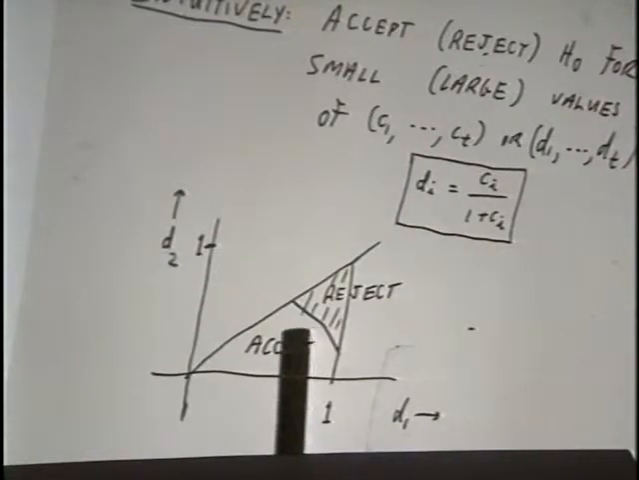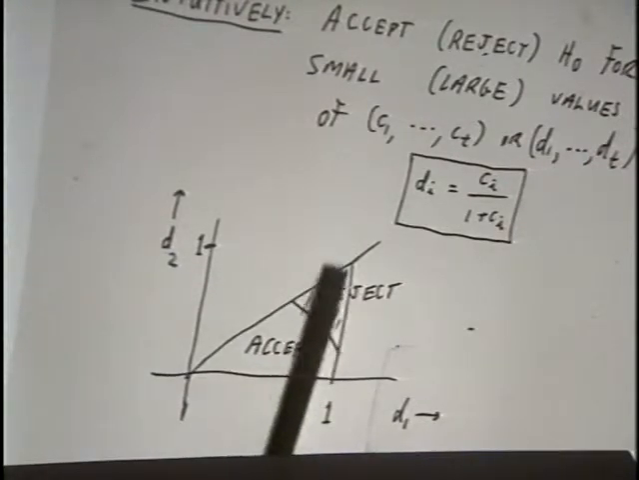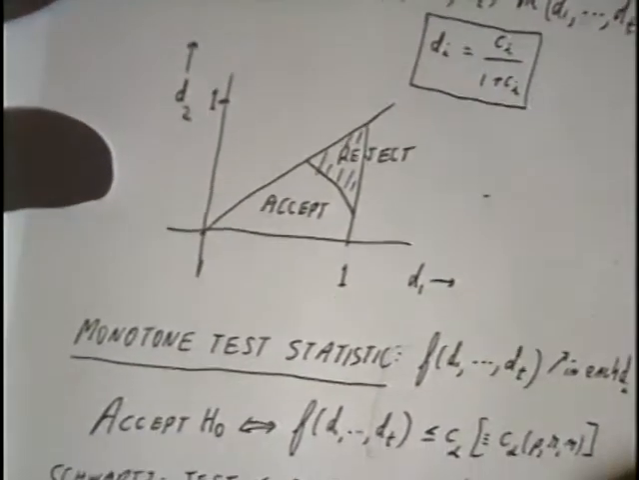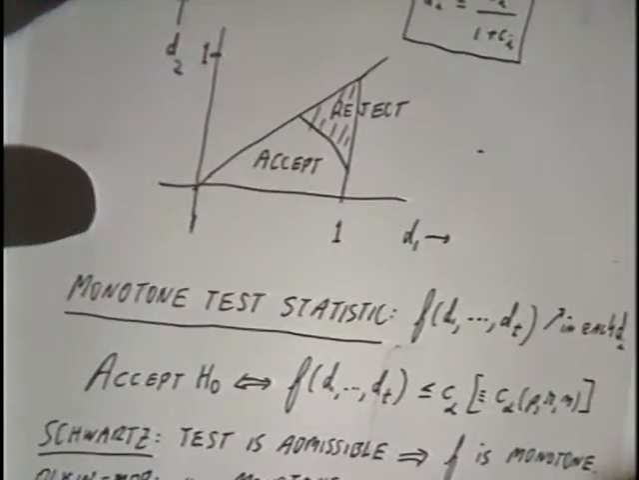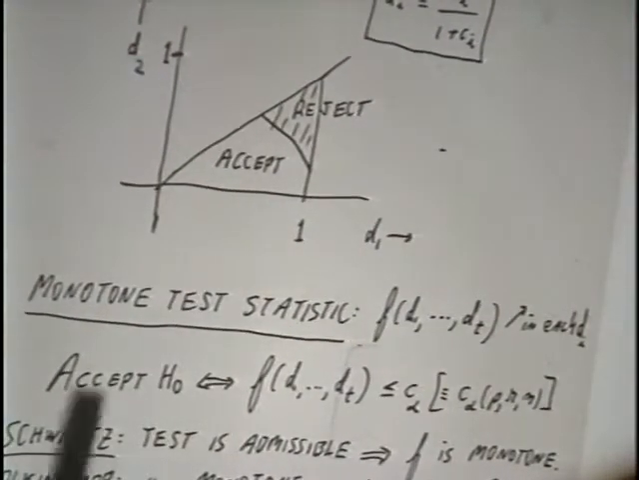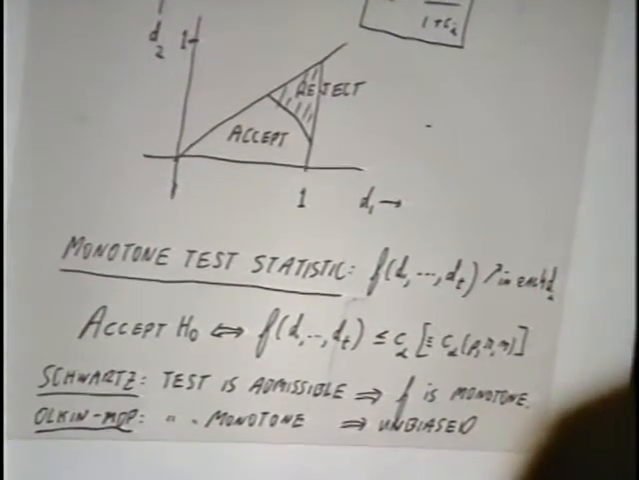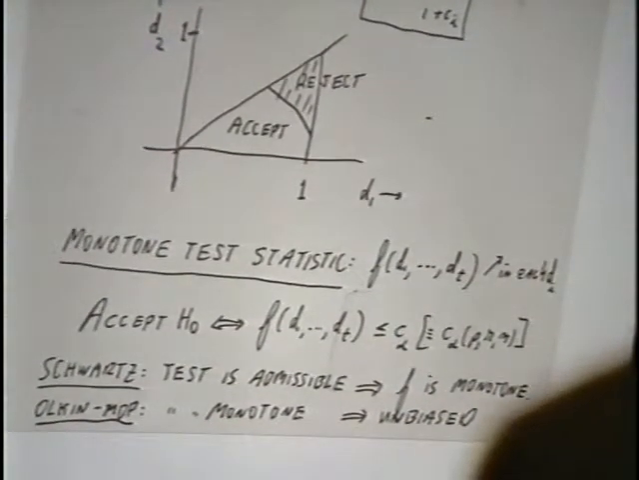The key is that we accept if the d's are small, close in the neighborhood of 0, we reject if not. Well, in particular, for the reason I'm about to mention, it is monotone acceptance regions determined by monotone test statistics to which we can restrict attention.